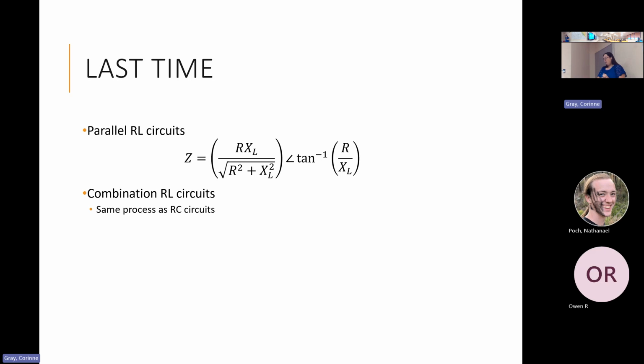And if we had to do combination RL circuits, same process as RC. So going through, flipping things back and forth between series and parallel to eventually combine it all into one. So any questions from last time?